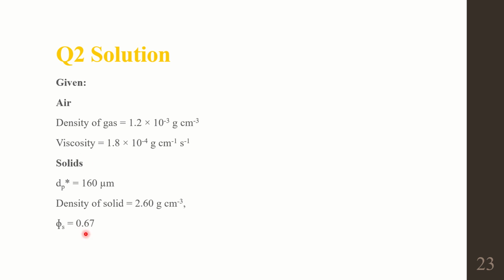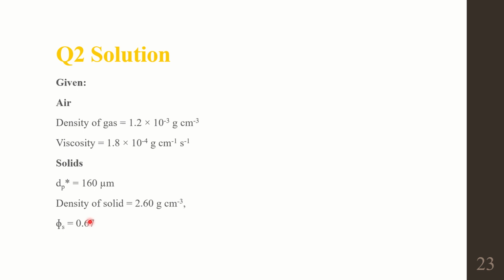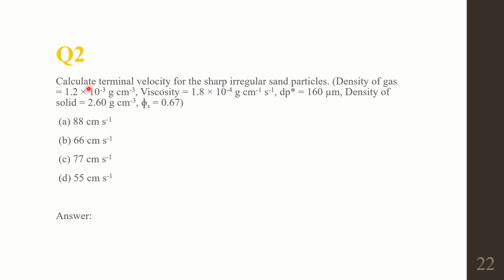And then, what do we need to find? We need to find the terminal velocity. What is asked in the question? Calculate the terminal velocity for sharp irregular sand particles. The thing to be noted is it is asked for sharp and irregular sand particles, not round shaped particles. So for the solids, we have the density and diameter, and for the gas we have the density and the viscosity.